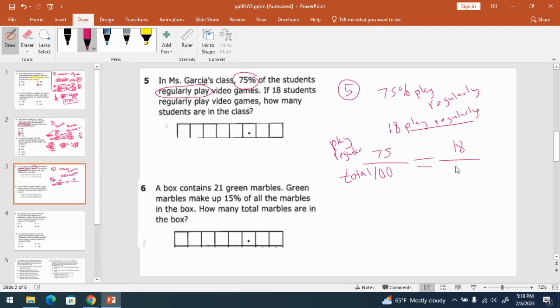And we need the total of students. How many students are in the class? That would be the total of the students. So that would be my x. Same thing, 75 times x. We'll take care of that part, 75x.